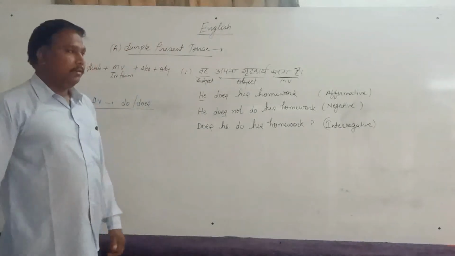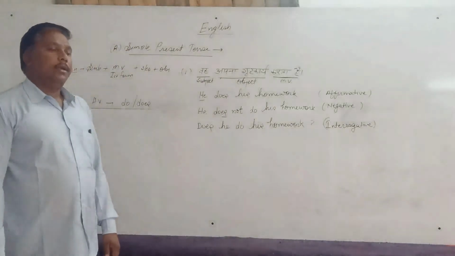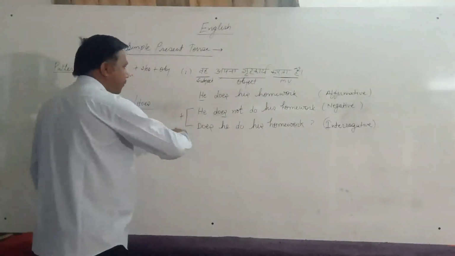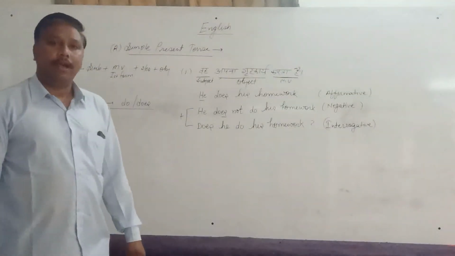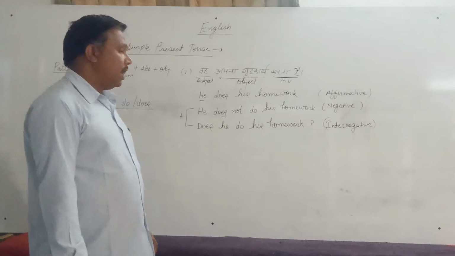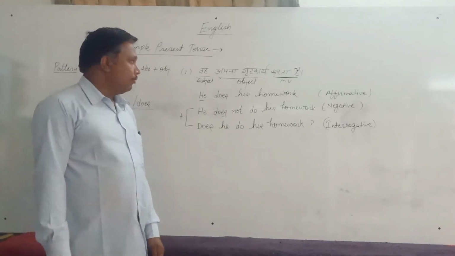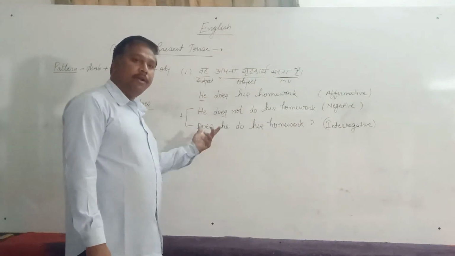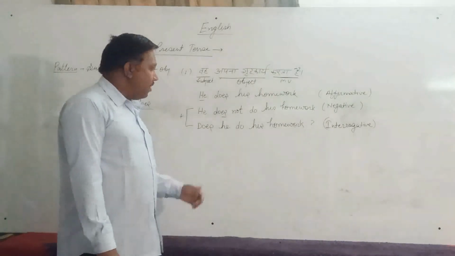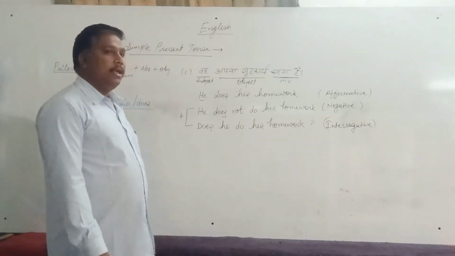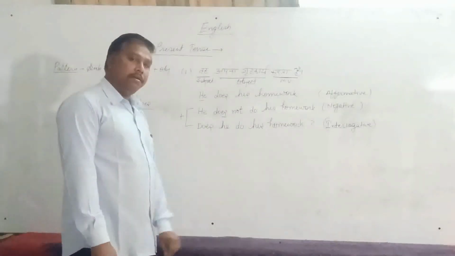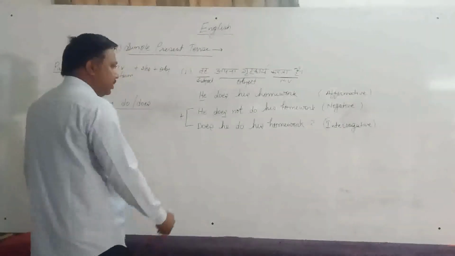Now the last one is the combination of negative and interrogative sentence. Our fourth type of sentence is the interrogative negative sentence. Now we have to change our affirmative sentence into an interrogative negative sentence.